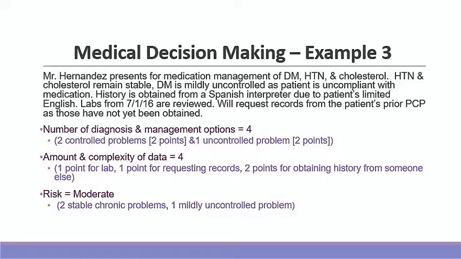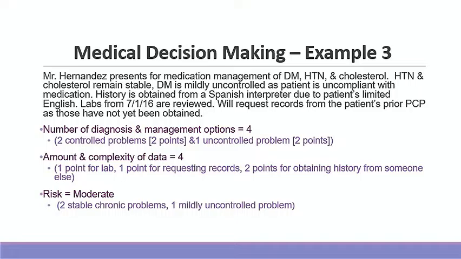In our third example, Mr. Hernandez presents for medication management of diabetes, hypertension, and cholesterol. The hypertension and cholesterol remain stable, but the diabetes is mildly uncontrolled because the patient has not been compliant with taking his medication. The provider documents that history is obtained through use of an interpreter due to the patient's limited English. Labs from July 1st are reviewed, and there is a documented decision to obtain records from the patient's previous PCP. Under the diagnosis and management options, the provider would receive a total of 4 points.